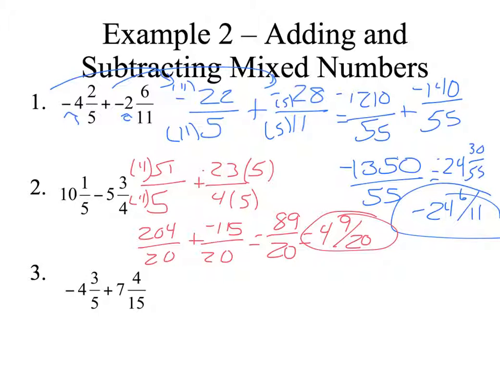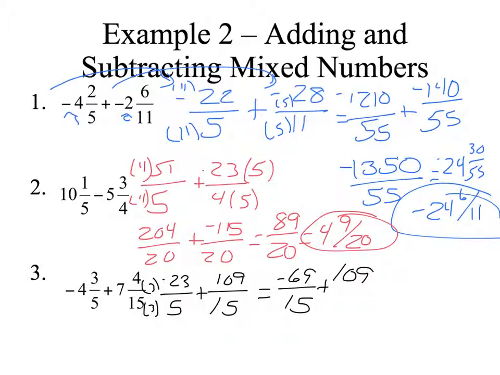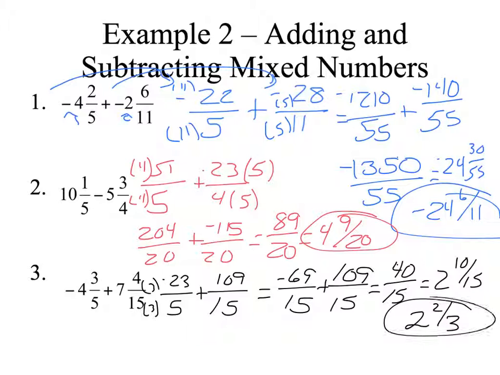Last problem, number 3 down here. Again, the first thing I'm going to do is make them improper. So it's negative 23 over 5 plus 7 times 15 plus 4 is 109 over 15. I'm going to multiply by 3, multiply by 3. That's negative 69 over 15 plus 109 over 15. That gives me 40 over 15, which will end up giving me 2 and 10 over 15, which will reduce to 2 and 2/3 as my final answer on that one.